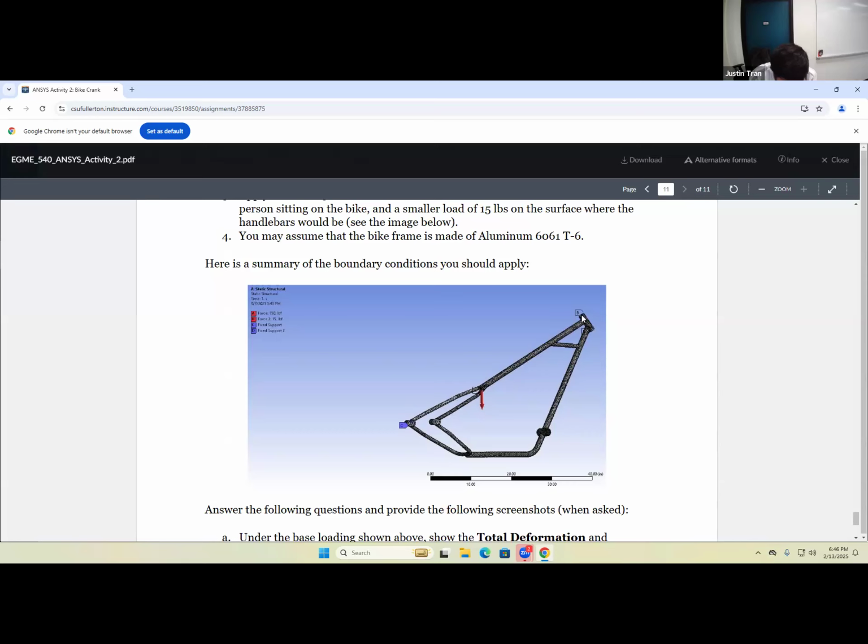Yeah, so point B here is where the 15 pound force is. I'm assuming that the Y direction is vertical. Yeah, the lip for both is perfectly fine. This model doesn't include the seat or the actual handlebar, so we're just applying the force on or close to where they would be.